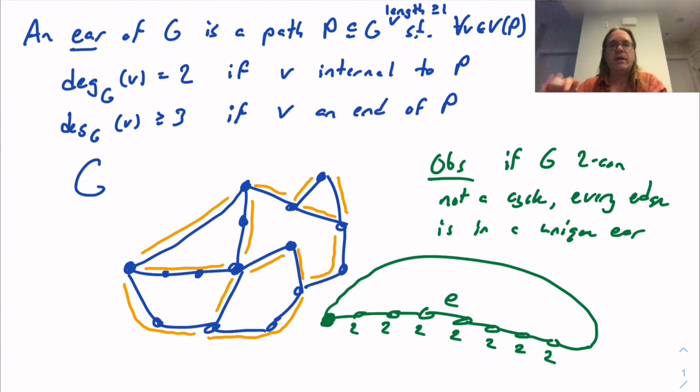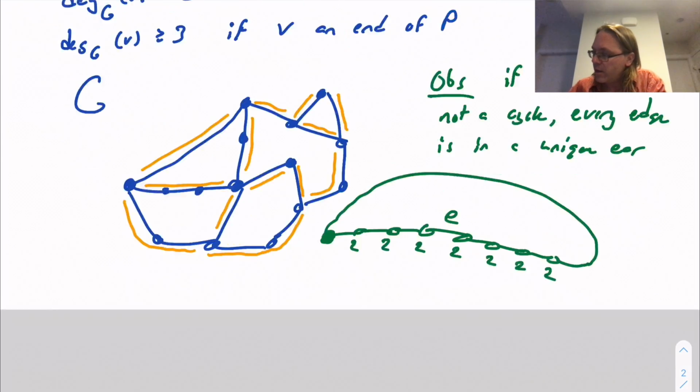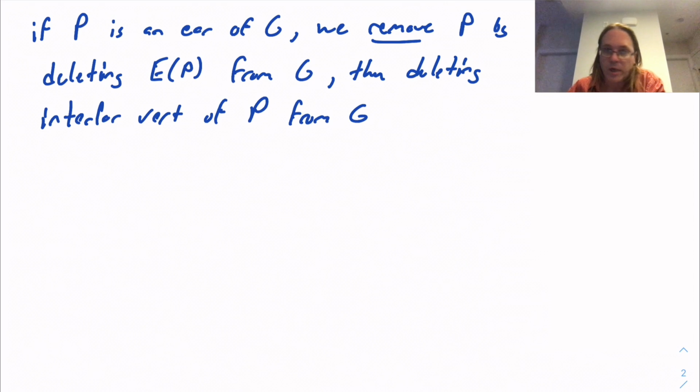Again, an ear is a special kind of path. The inner vertices of the ear are degree 2 in the original graph G. The ends of that path are not, so they're going to have degree at least 3. And to remove an ear, what we do is we delete the edges and then we delete any interior vertices. So the 2 ends of that ear will remain. And right, okay, so that's ear removal. And yeah, let me just jump ahead and get a new blank screen.